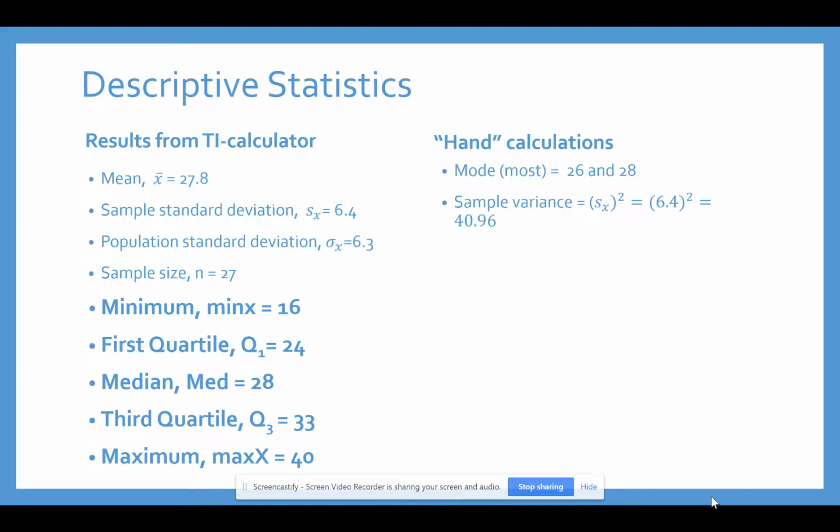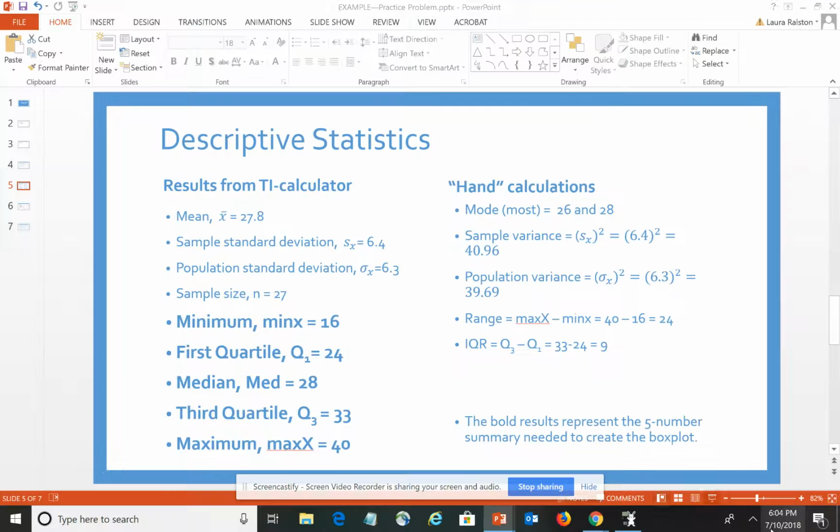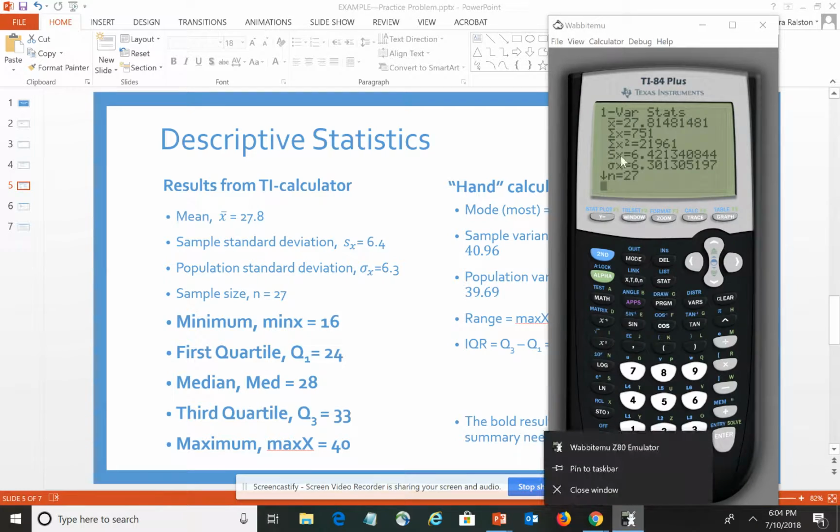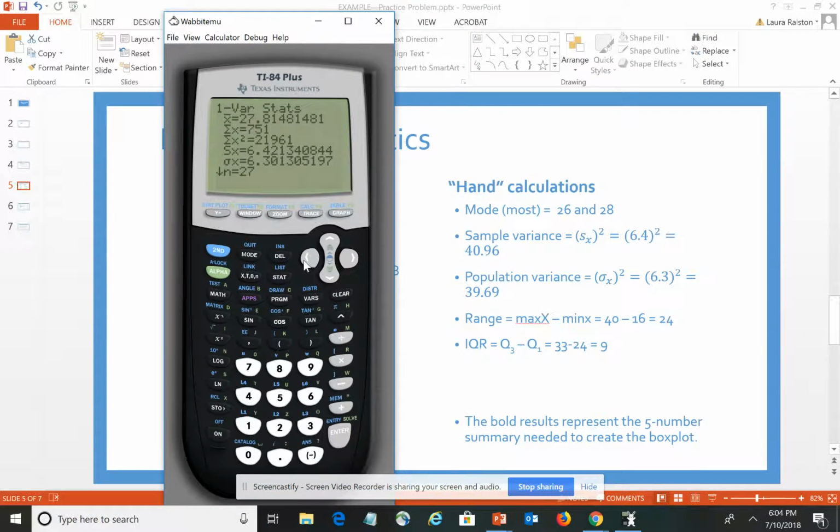The sample variance is the square of the sample standard deviation, which was 6.4. So 6.4 squared. And just in case you don't know how to do that calculation of the sample variance on your calculator, you put in 6.4 and then press the squared button, which is above the button that says log. And it puts a little exponent of 2 there, and you press enter, and it gives you the result. Same thing for the population variance. We enter 6.3. We use the square button again and enter.